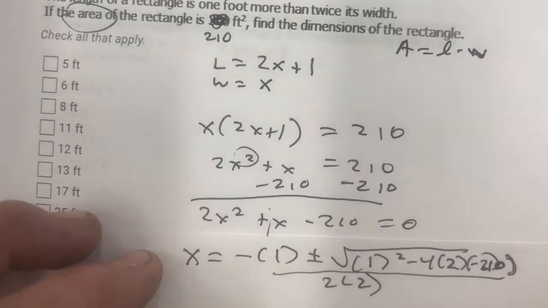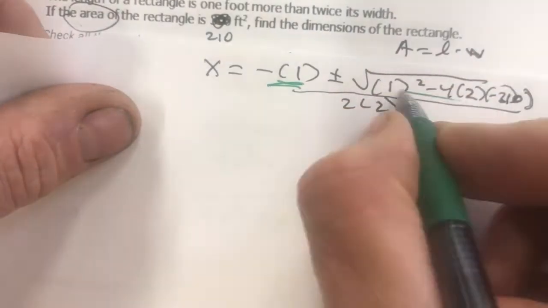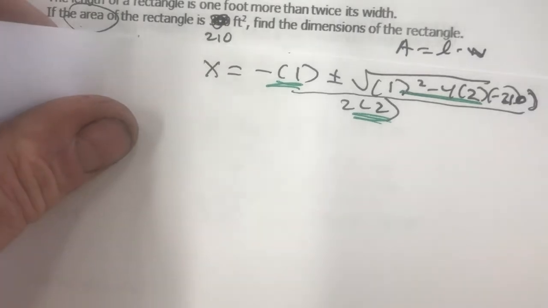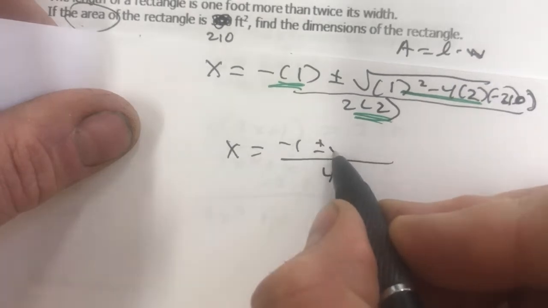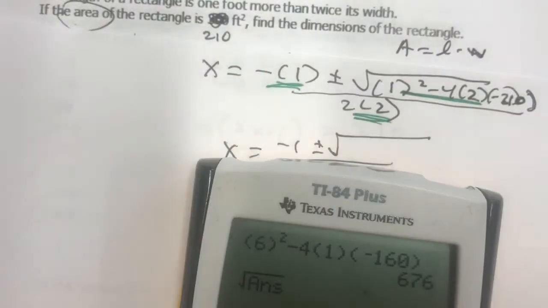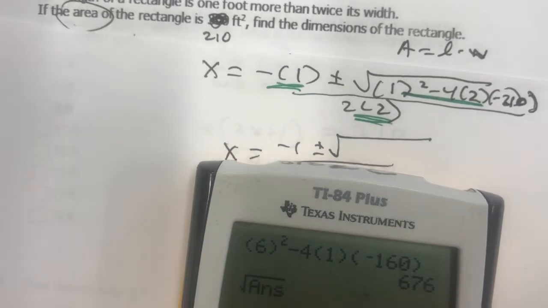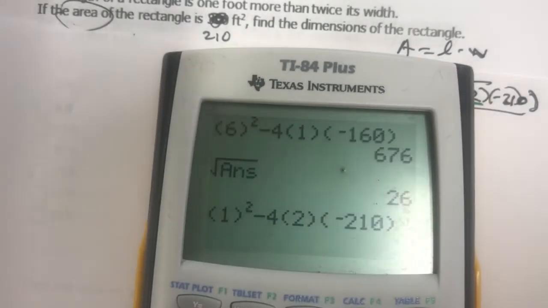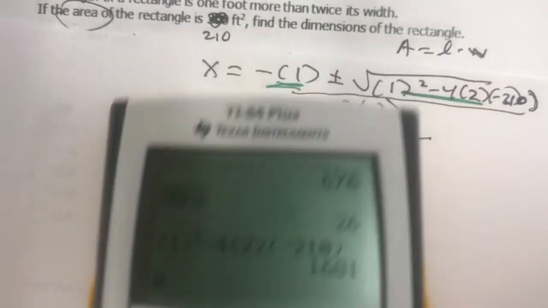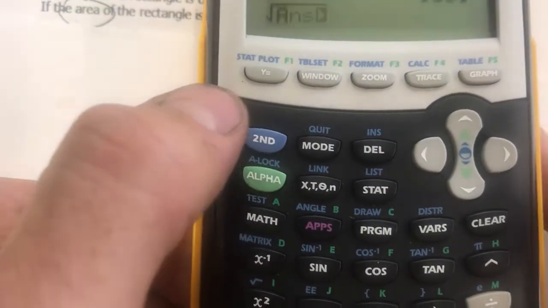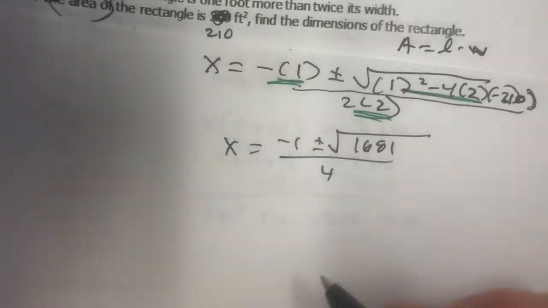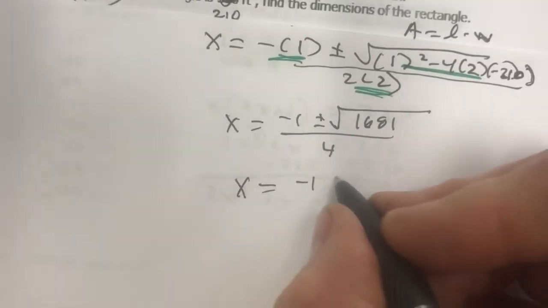Once we have this, there's 1, 2, 3 things to do at one time here. So x equals, that's a negative 1. Down here, 2 times 2 is 4. And then my radical: I've got 1 squared minus 4 times 2 times negative 210. That's 1681. Now I'm going to do the square root of that answer. It's 41. Good deal. So x equals negative 1 plus or minus 41.